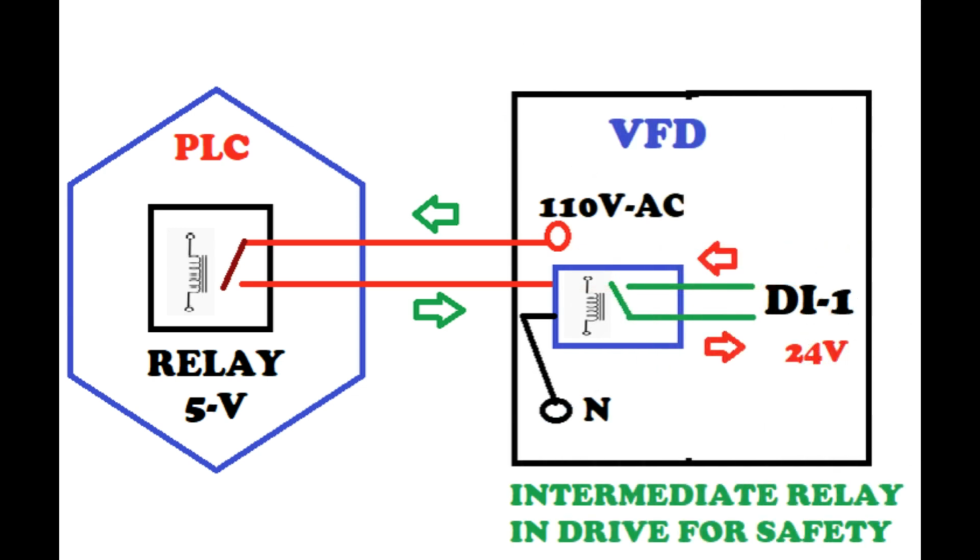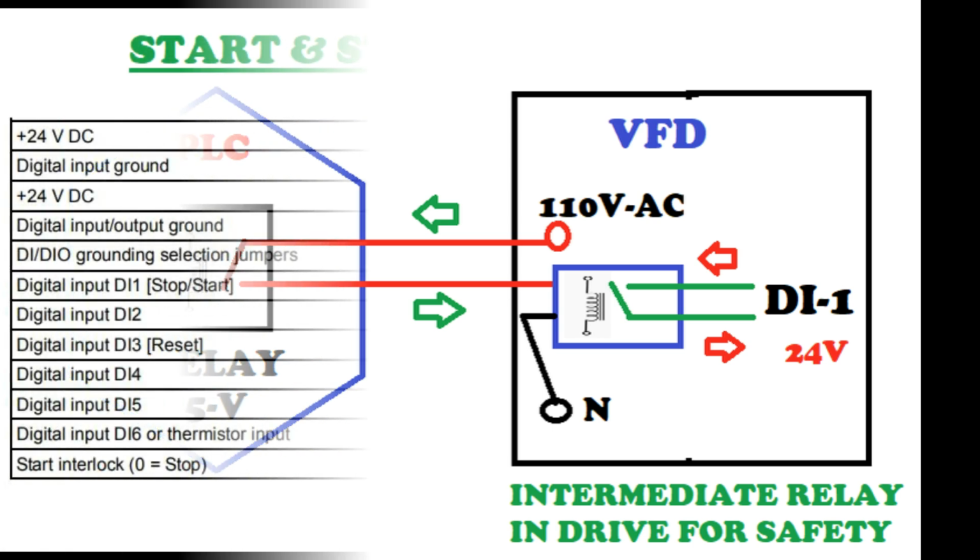Further we can understand like this. The PLC on the left hand side operates with 5-volt DC, and on the right hand side in the VFD there is an intermediate relay for safety purpose which works on 110 volt. So 110 volt will go to the PLC or RIO panel. Once the start command is given, the relay in the PLC will get energized and 110 volt will come back to this blue color box in the VFD, and here the digital input 1 24 volt gets NC and it will go back to the drive and the drive will run.